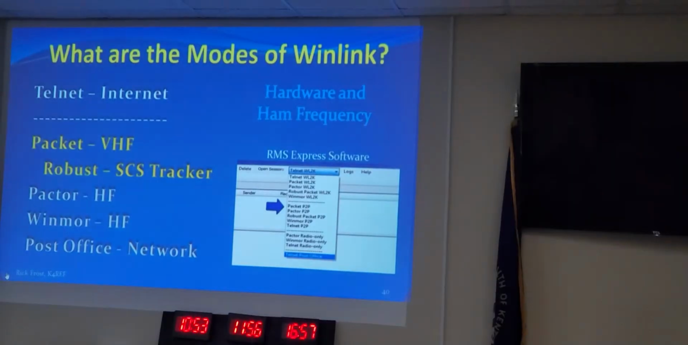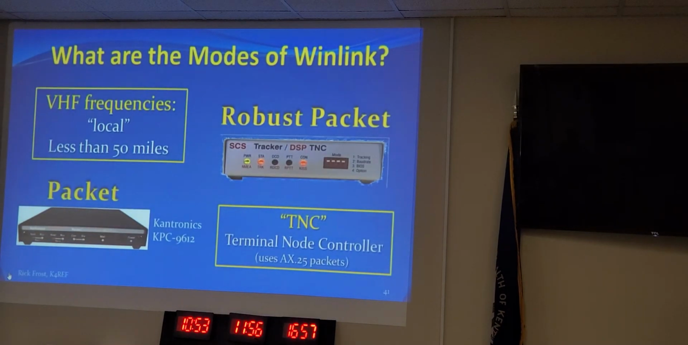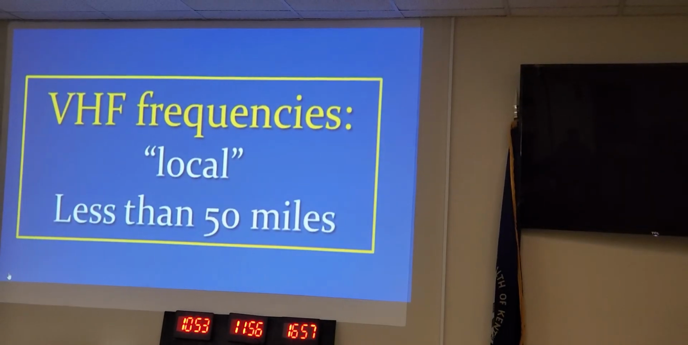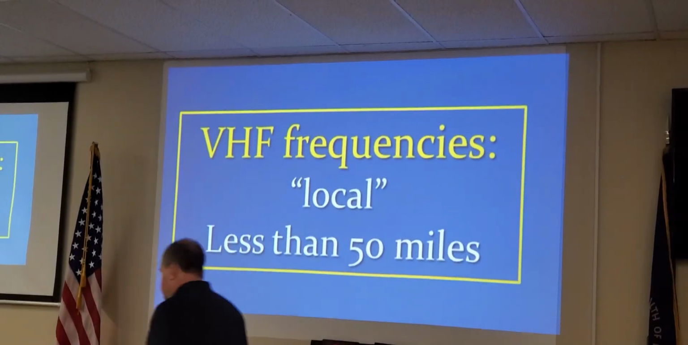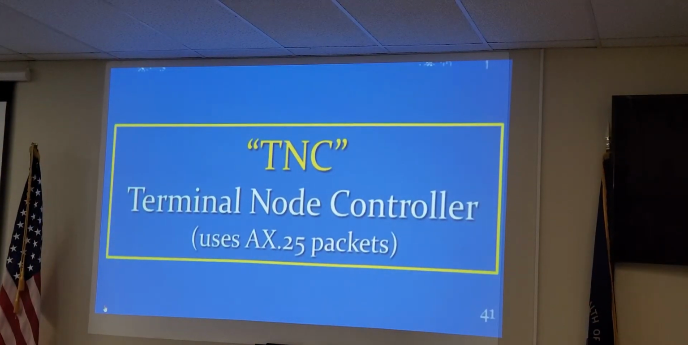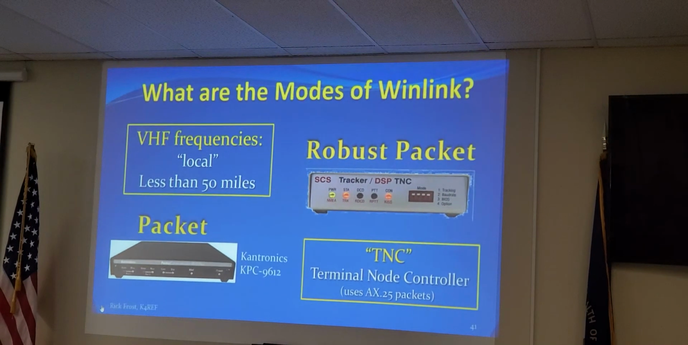The next mode we want to look at is packet and robust packet on VHF. Packet and robust packet both use VHF frequencies, which are basically short distance frequencies, normally 50 miles or less. This mode uses boxes described as TNCs, which stands for Terminal Node Controllers. The Kantronics KPC-9612 is a very popular example of a packet TNC. It's an external box that connects to both the PC and the ham radio, and converts sound to and from the radio to digital signals the computer can use.